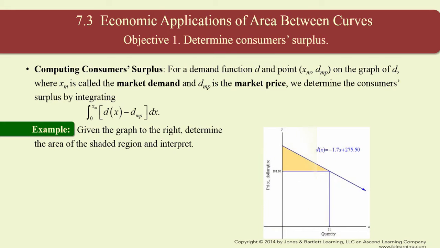So let's look at an example. Given the graph to the right, let's determine the area of the shaded region and interpret. Folks, this is a demand curve. This is price. The area between the curves is going to be the consumer surplus. And one more time, how do you find the area between the curves? Well, you're going to integrate from 0 to 51 the top curve minus the bottom curve. But let's head off to the chalkboard and work through this example to see what we end up getting.